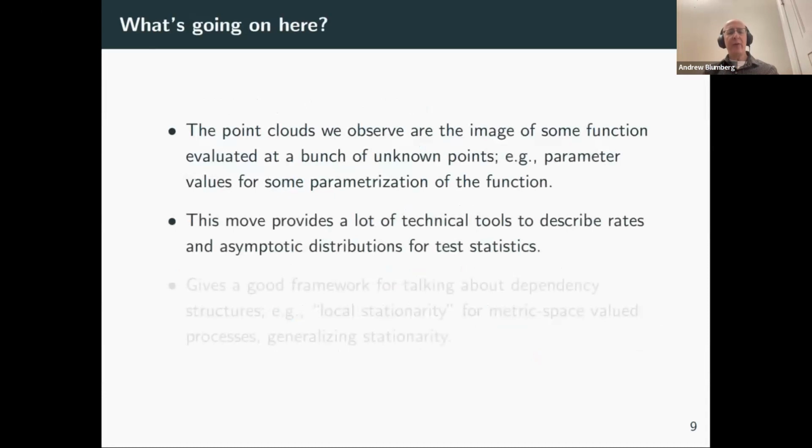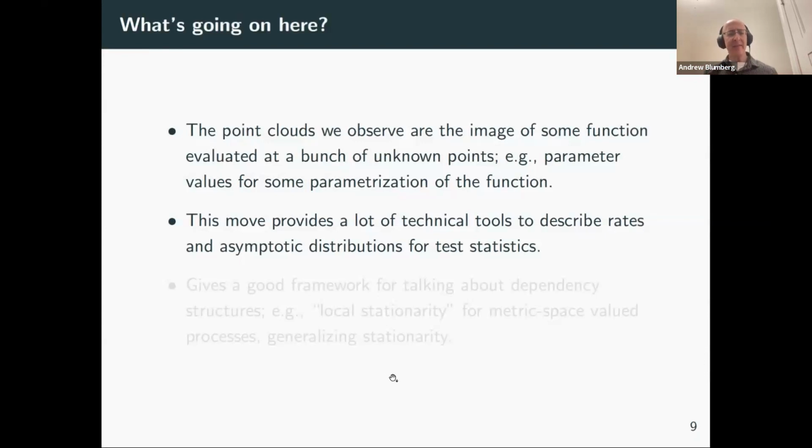The reason to do this is that this move turns out to provide a lot of tractable technical tools to describe rates and asymptotic distributions for test statistics, and very generally to analyze. There's been a lot of work recently, very successful work, on functional time series analysis. And the point of doing this here is to make use of all of that theoretical machinery in the context of topological data analysis, or more broadly, geometric data analysis.